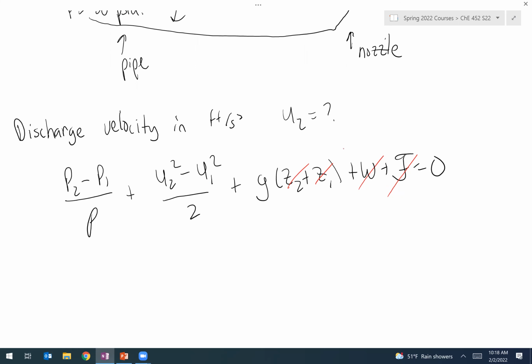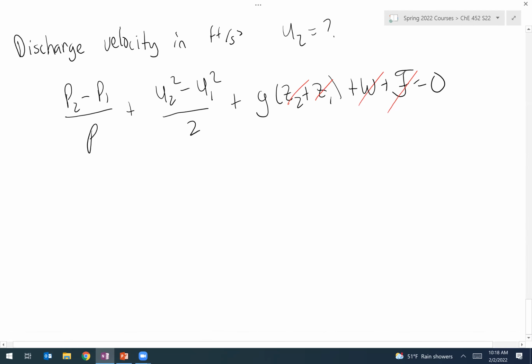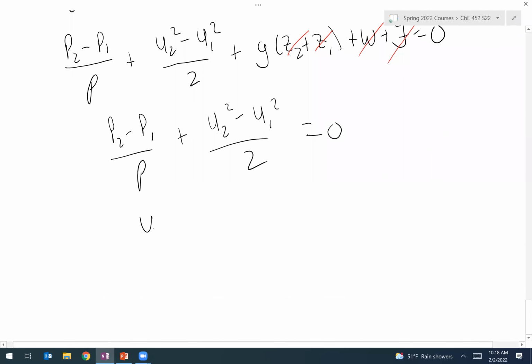All right, so what am I looking for? Well, I'm looking for U2. So what I can do is say, okay, I have P2 minus P1 over rho plus U2 squared minus U1 squared over 2 is equal to 0. Now I can move the pressures to the other side and say P1 minus P2 over rho is equal to my velocities, right? So what does this equation tell me? This equation tells me that the pressure change that I'm seeing within my fluid is resulting in a velocity change.